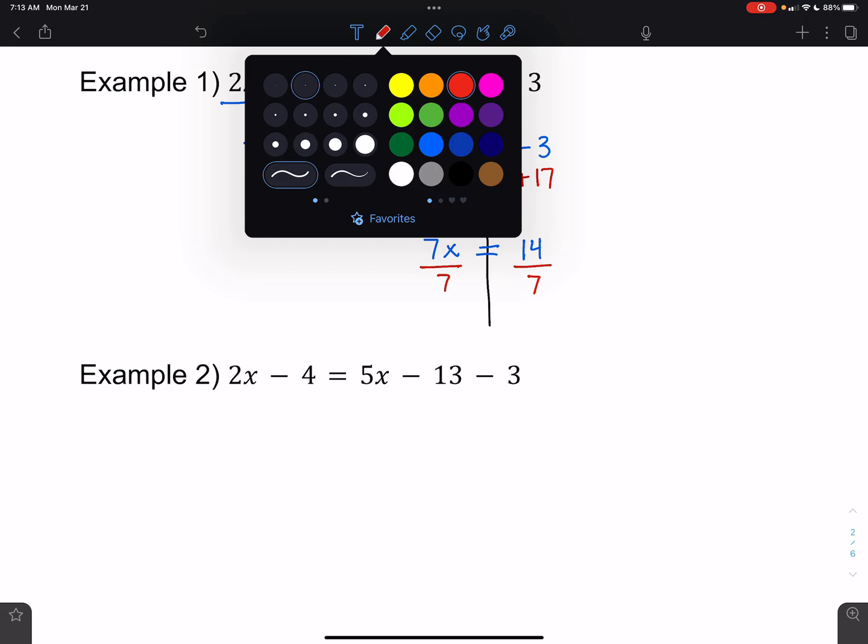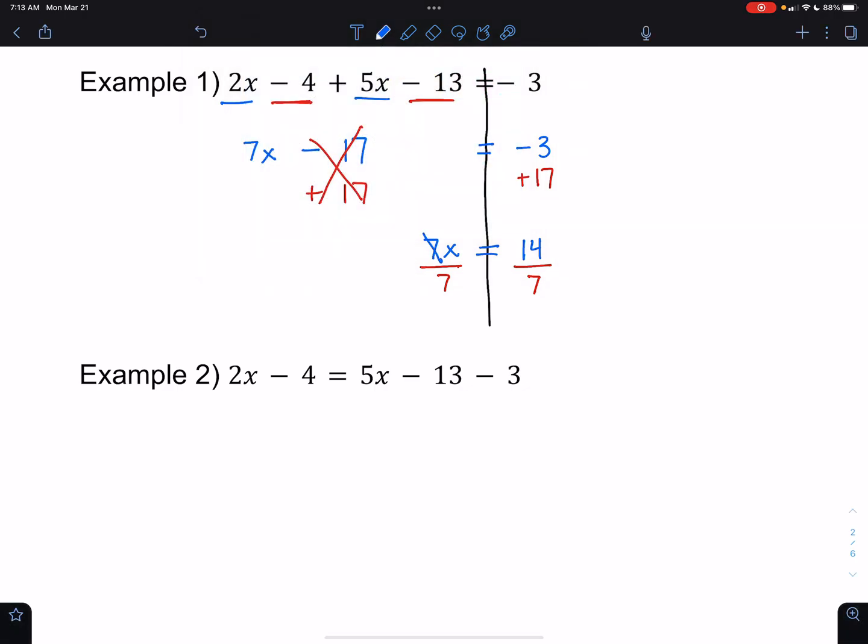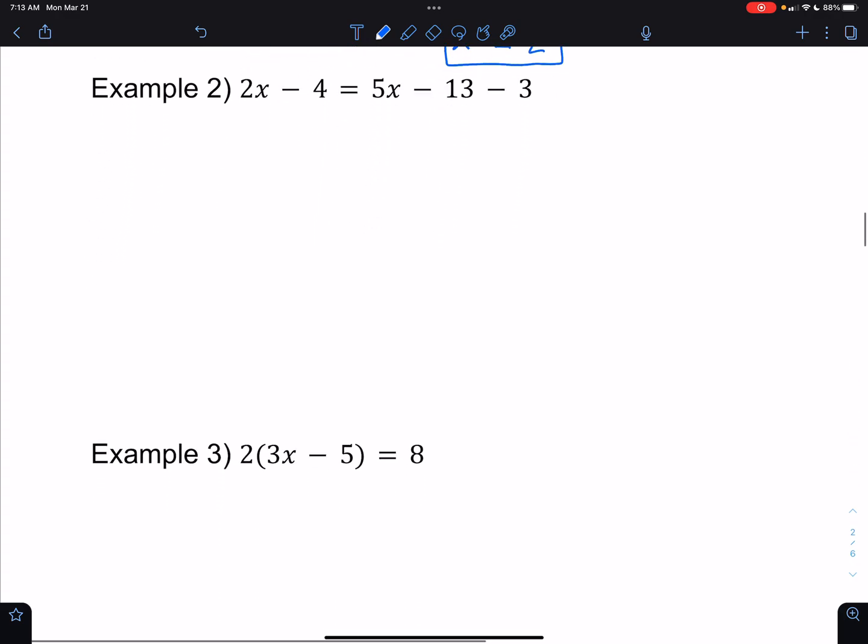And so when we divide both sides by 7, these 2 7s cancel, giving us just x by itself, and 14 divided by 7 is 2. So in this example, x equals 2. All right, now that's basically the same thing we want to do for all the other examples, but they're just going to be slightly different. So let's move on to example 2.